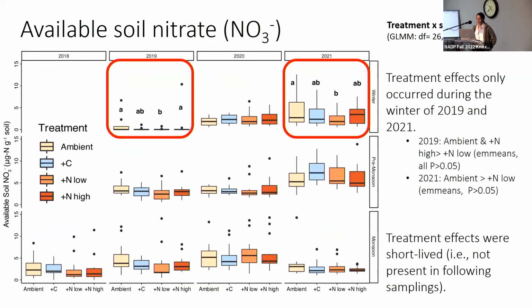For available soil nitrate, you'll see that treatment effects only occurred during the winter of 2019 and 2021, so the first and final winter that we measured it. But you'll also see that the treatment effects were short-lived. After the winter season, I sampled the pre-monsoon and monsoon season, and we didn't observe any treatment effects after they showed up.